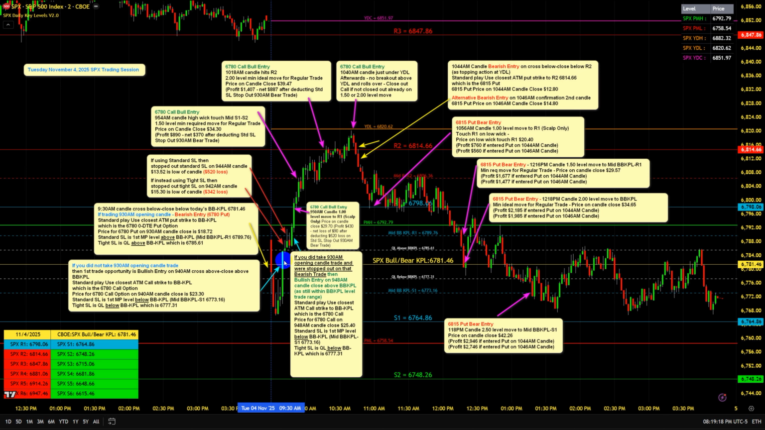Okay, in this case though, this is within range. So this is a bearish signal. This is a bearish entry. The standard play on the daily key level strategy is that you use the at the money strike closest to the level that you're trading. And of course, if it's a bullish trade, it's a call, and if it's a bearish trade, it's a put.